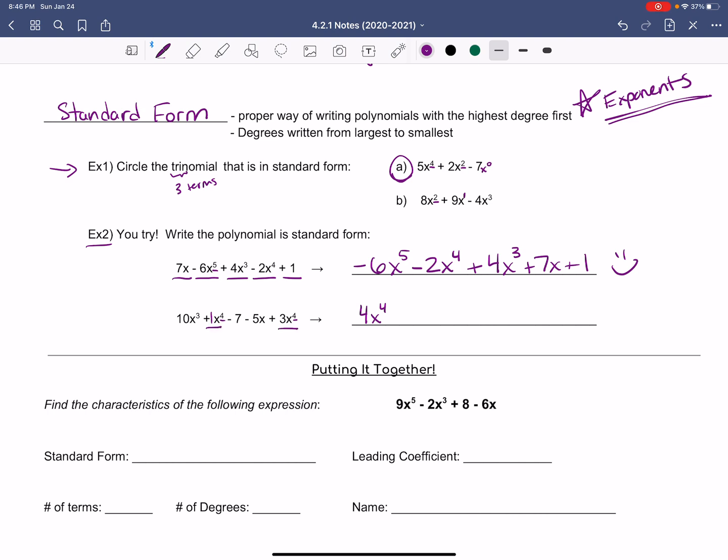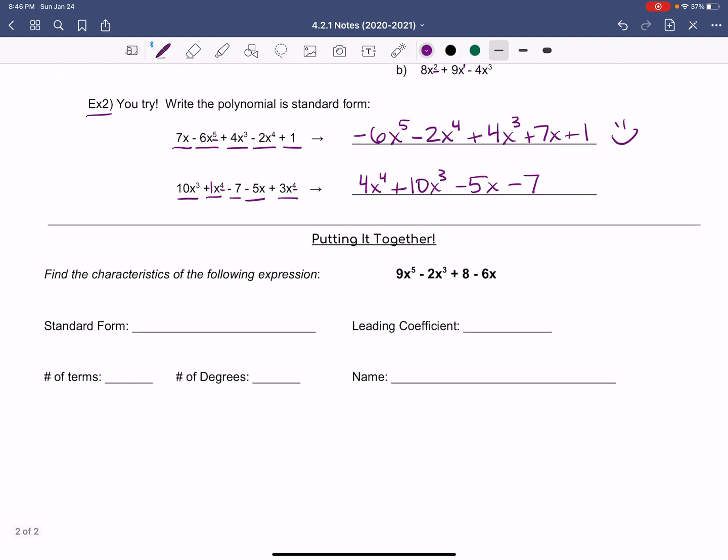Our next biggest exponent would have a 3. So I'm going to write plus 10x to the 3rd, followed by this minus 5x. And then remember, our constant always goes at the end. And again, we're paying special attention to those signs in front.